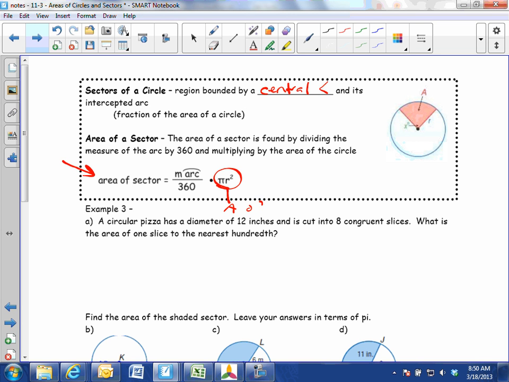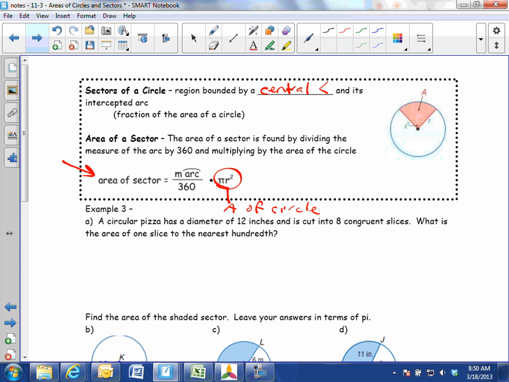The other formula was degree over 360 times 2 pi r, which is the circumference, since we're finding part of the circumference. Here we're taking it times the area of the circle, since we're finding part of the area of the circle.